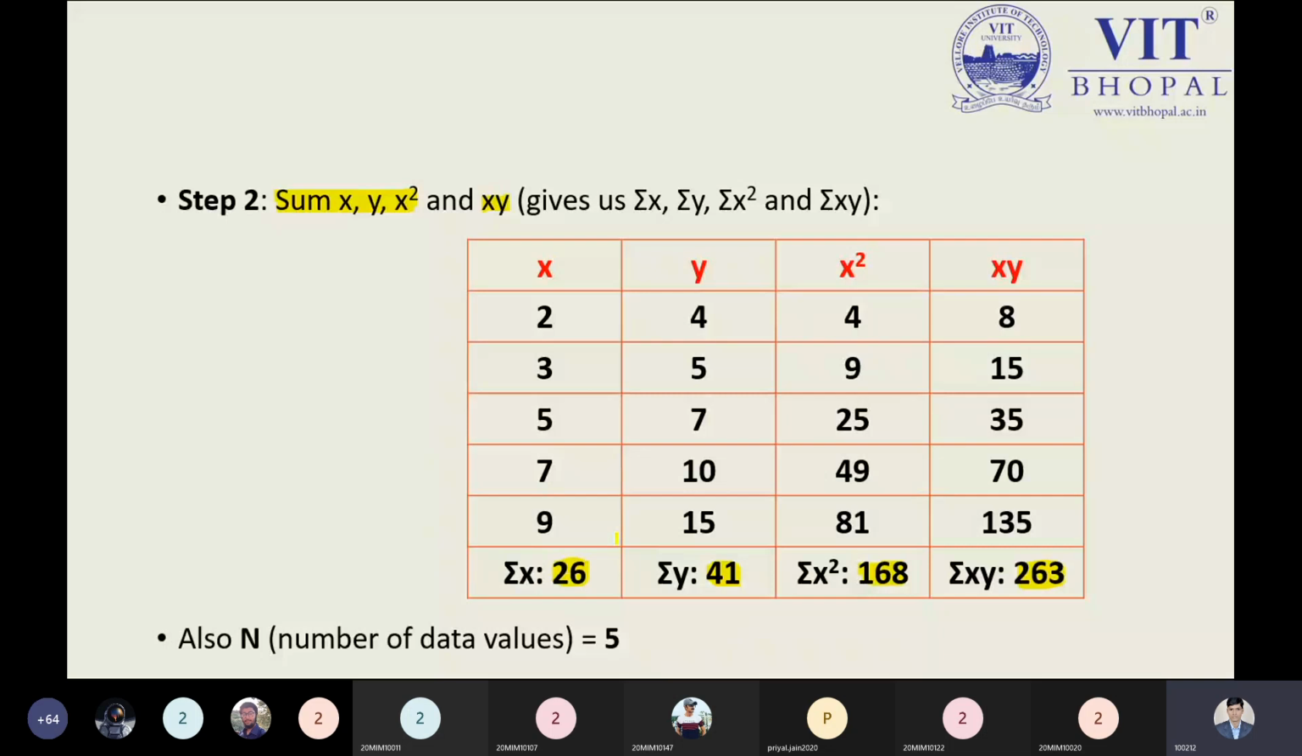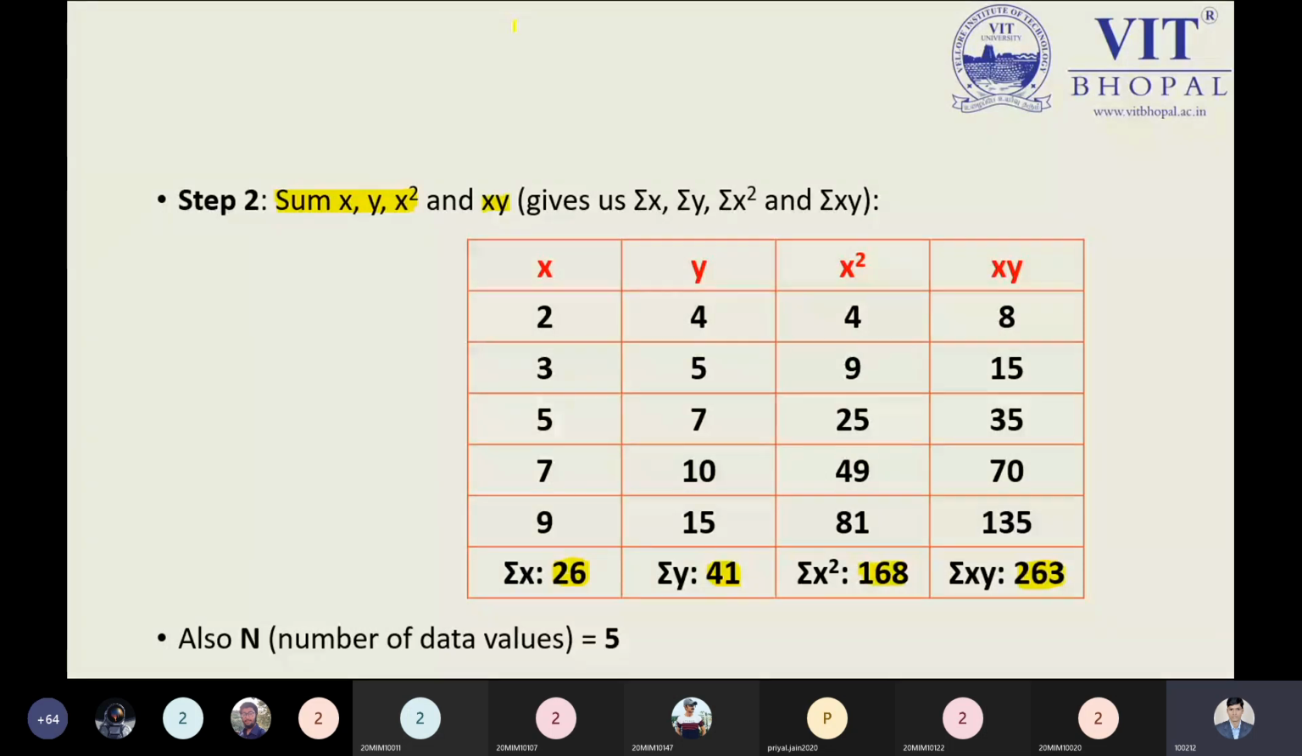So 26 we are getting, after adding the 2 plus 3 plus 5 plus 7 plus 9. Next we are adding the y values, so those are the 4, 5, 7, 10, 15. So we are getting 41, and we are doing the summation of the x square, so we are getting 168. And we are multiplying the x and y, so we are getting 263.